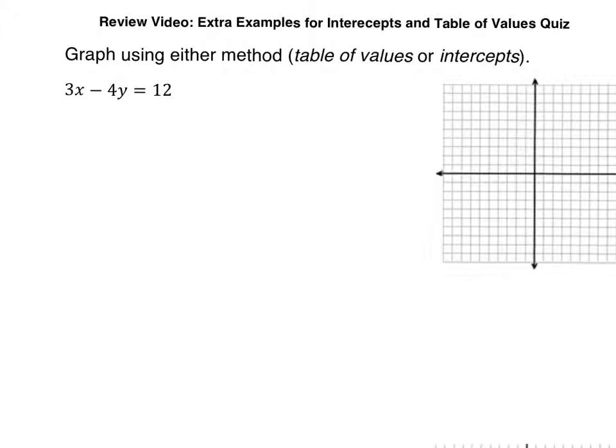Example 1, 3x minus 4y equals 12. The problem says to graph using either method, either a table of values or intercepts. Personally, I'm going to use intercepts because y is not isolated, so intercepts will be easier for me. I know that the x-intercept is located along this axis, so it will always be a number comma 0. So to find the x-intercept, I'll substitute 0 in for y.